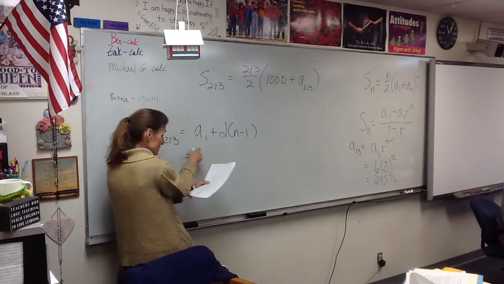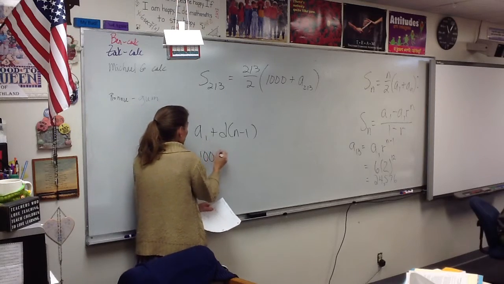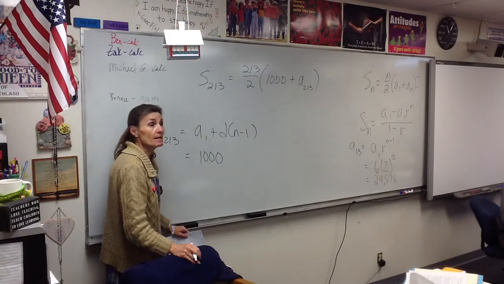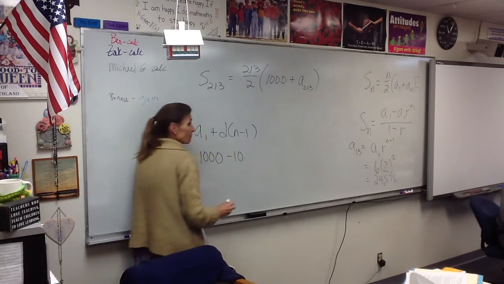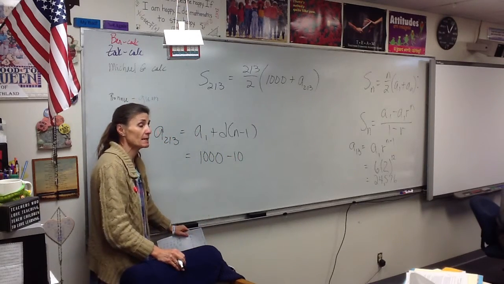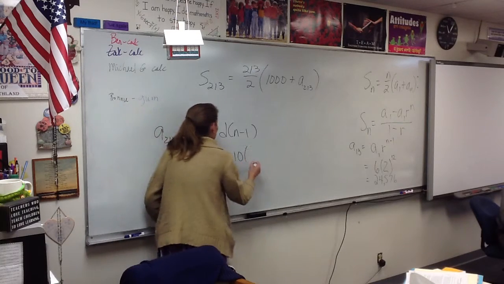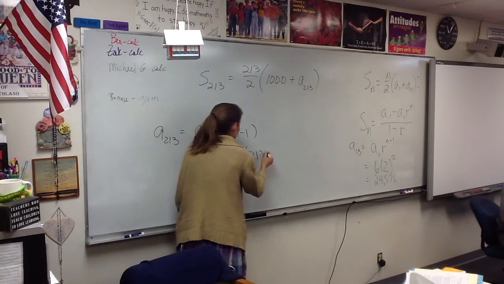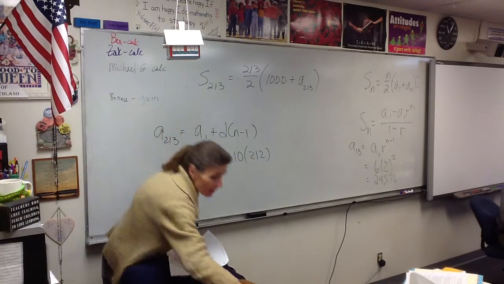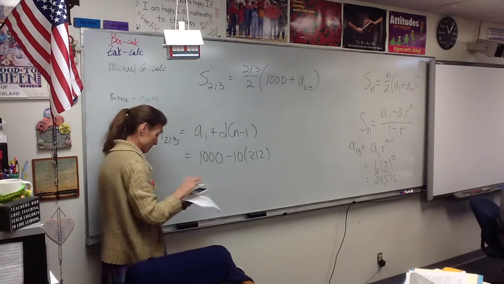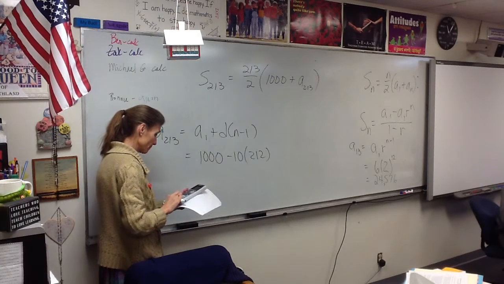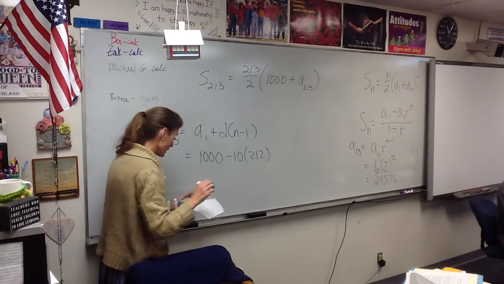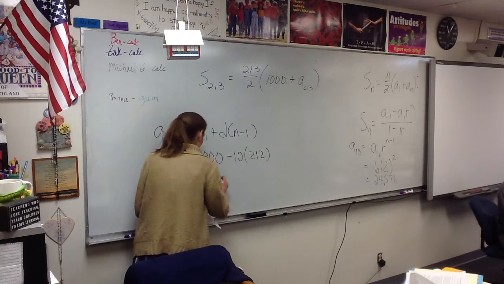A sub 1 is 1,000. What did you say the difference was? Actually, it's not 10, it's negative 10, and that makes a big difference. Make sure you have that 10 being negative. And then what would N minus 1 be? 212. So I can figure out what that is. Negative 1120.